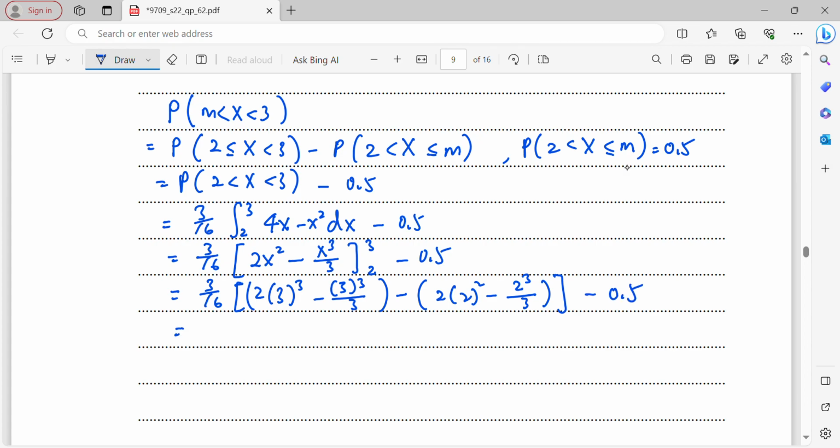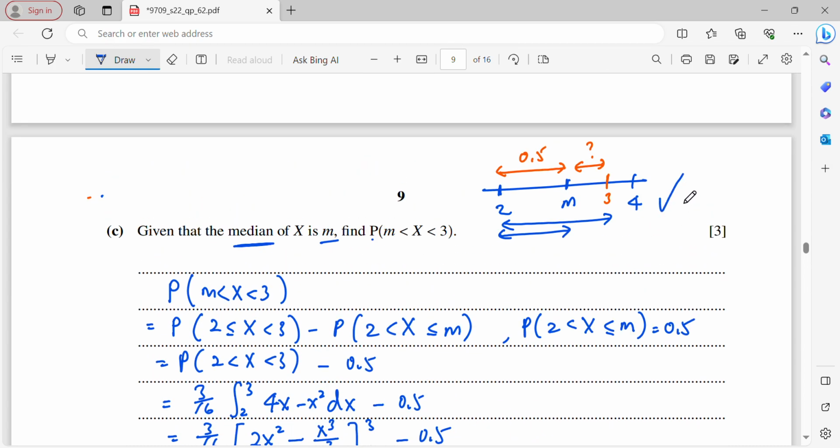Okay, so for the first part, you are getting 11 over 16 and then minus 0.5. So at last, here you will get 3 over 16. So this is your probability of X between m and 3. Even though the m is not given, we know that from 2 to m, it will be 0.5 due to this diagram.